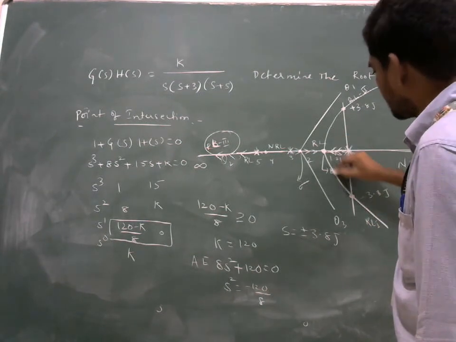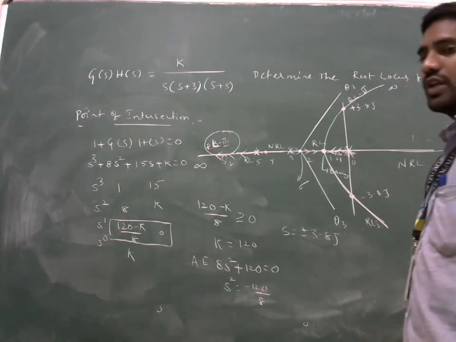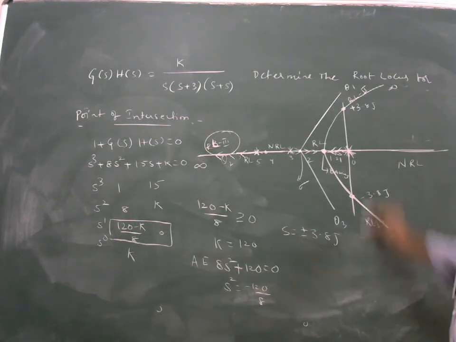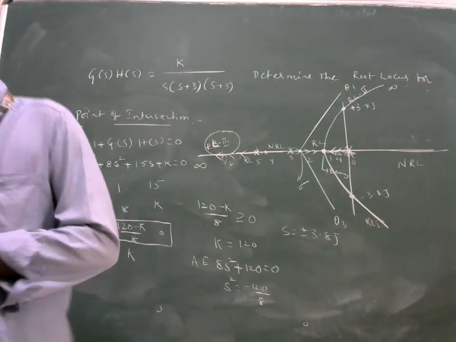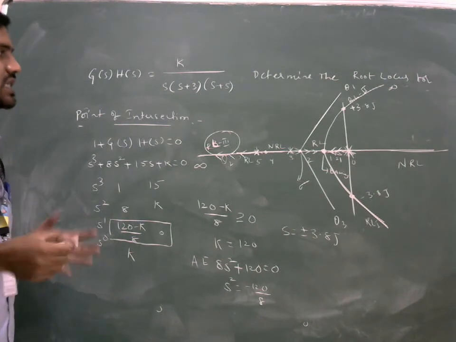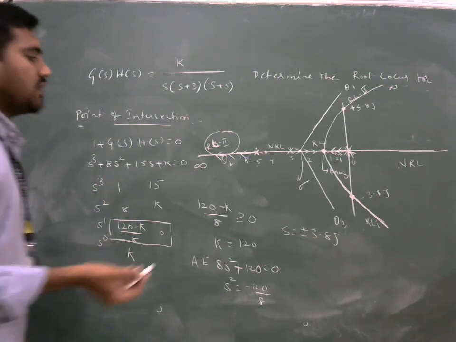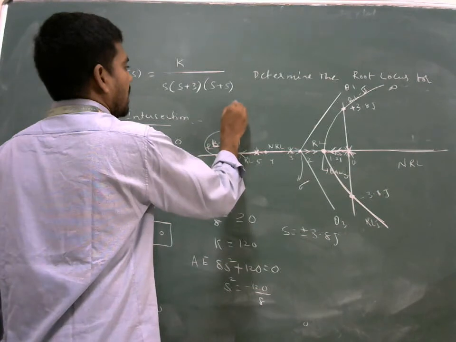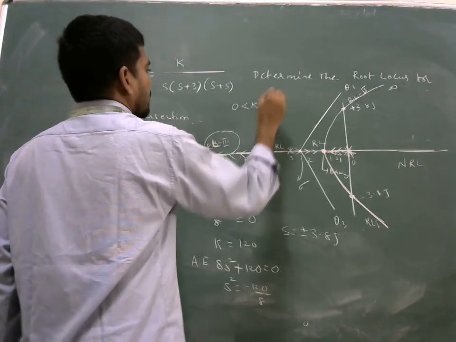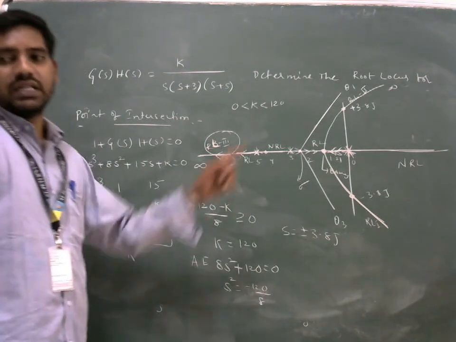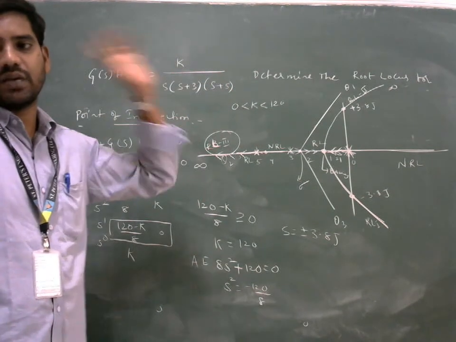This is a very simple problem, right? How it will be moving from pole to zero. Now how are we going to tell up to what value it is stable or unstable? For the value of k, if k is in between 0 and 120, then we can say that the system is stable.